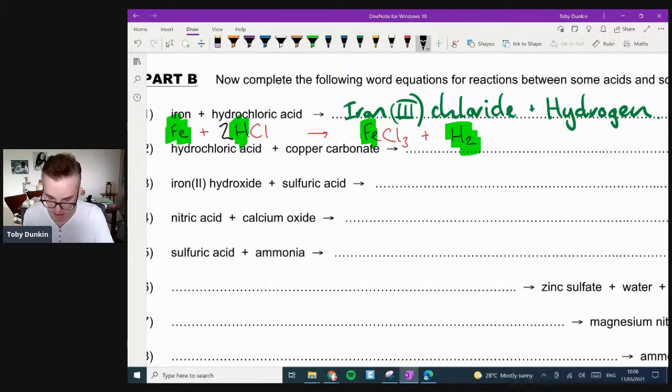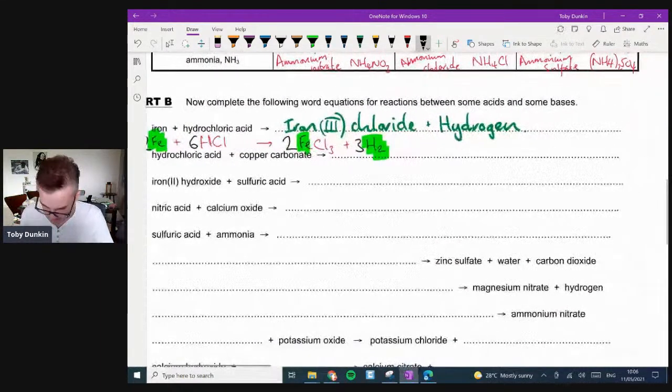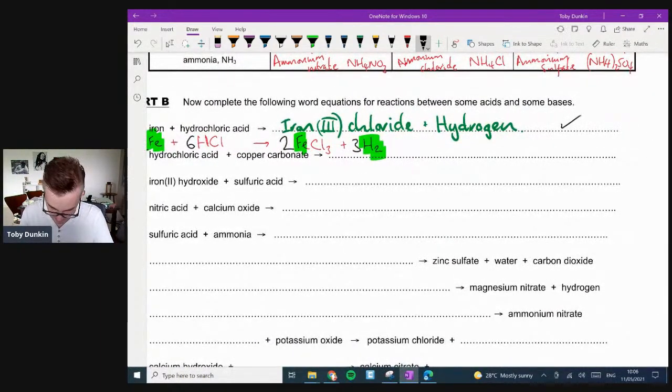So we now need a common denominator, which will be 6. I'm going to put a 6 in front of this one, to give the common denominator of 2 and 3, and then put a 2 in front of the iron. Now I need to balance the hydrogens. 6 hydrogens. Right, take it if you got it, folks. 2 marks.